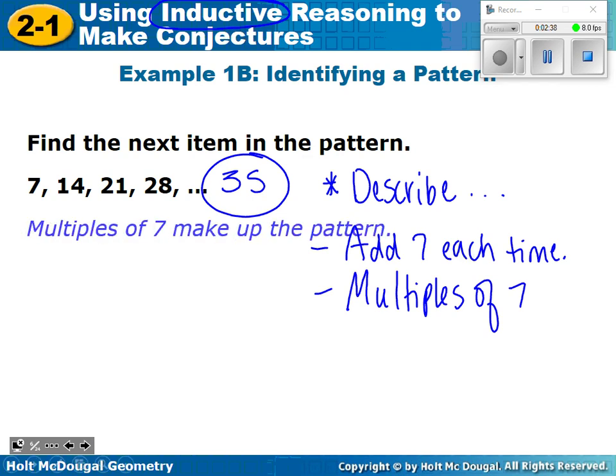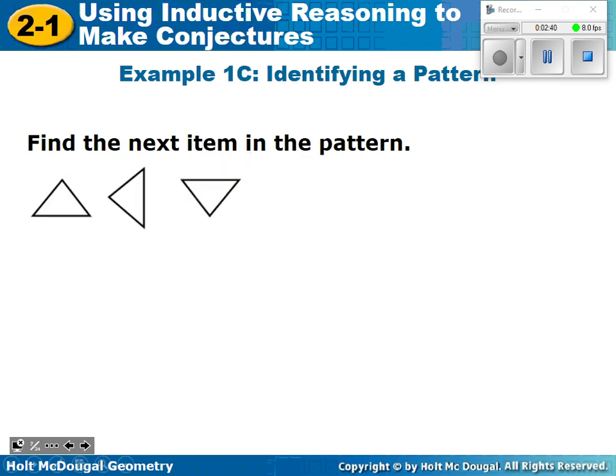Okay, so moving on. They're not all going to be numbers. Sometimes they're geometric patterns. You have to find the next item, which means you're going to draw a picture. So we have a triangle here. What is the next triangle going to look like? Okay, so it's going to be facing the right, meaning that the point is going to the right. Okay, like that. Everybody agree? Okay, so again, describe it. What's the pattern?